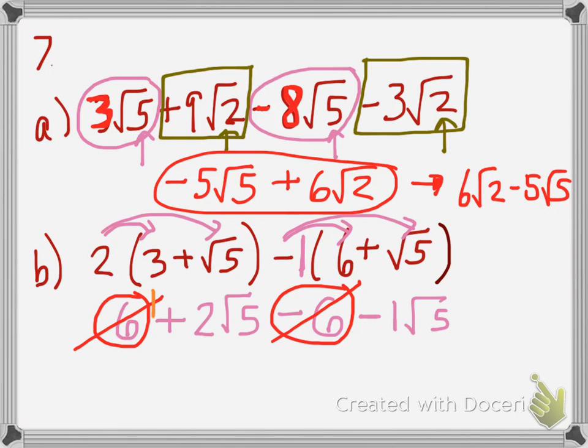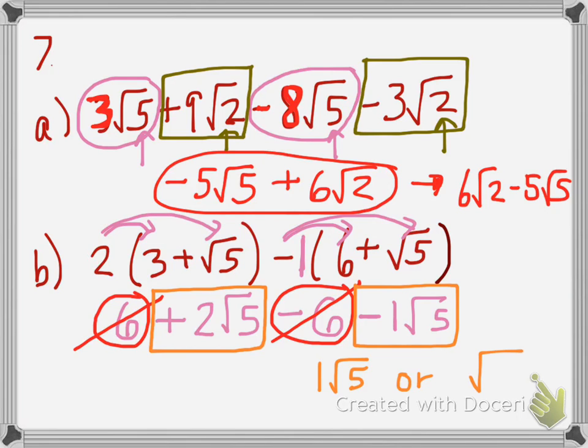And why can I combine these? Positive 2 root 5 minus 1 root 5 because they have the same radicands. So 2 root 5s minus 1 root 5 is just 1 root 5. Or you don't need to write that 1 as a coefficient in front. You could just write it as root 5.